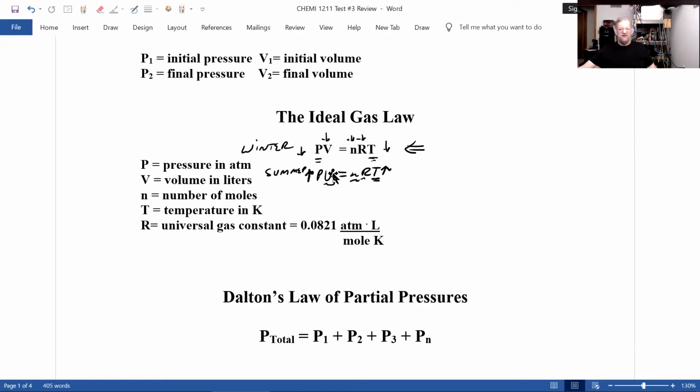Now, in using PV = nRT, here are common mistakes students make. Pressure has to be in atmospheres. However, you'll either be given this in torr or millimeters of mercury, so you have to convert. I'll always give you volume in liters, so you don't have to worry about that. You'll never be given n moles. You'll have grams, which you have to convert to moles, and we've done that enough times.